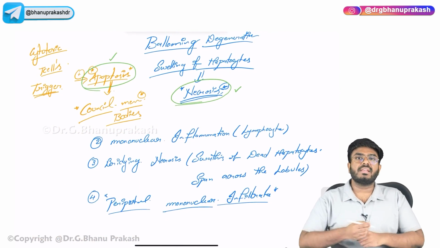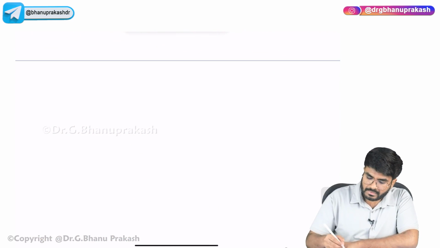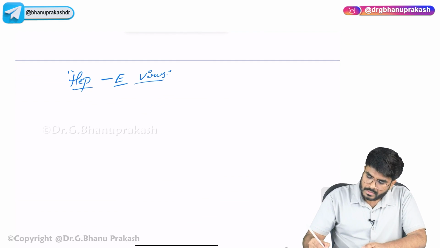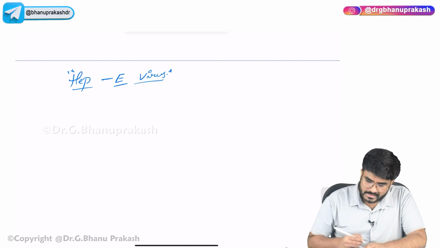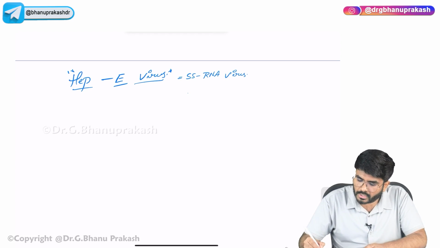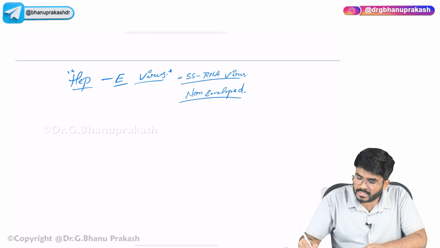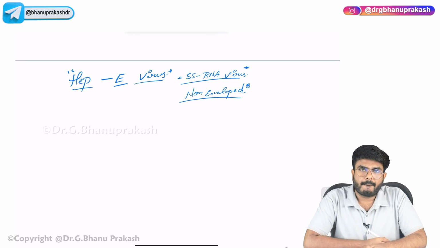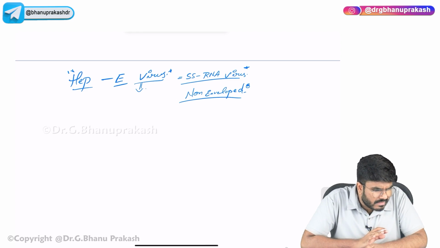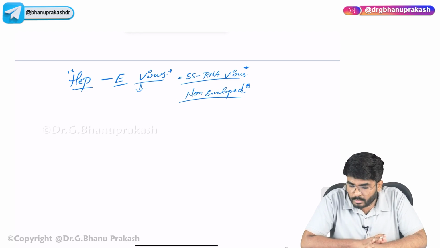Now, after this, let's discuss hepatitis E virus. Hepatitis E virus is also a single stranded RNA virus. It is also non-enveloped. So, non-enveloped single stranded RNA virus, hepatitis E. How will you get this hepatitis E virus? Just like hepatitis A virus. That is why after hepatitis A, I am discussing hepatitis E virus.